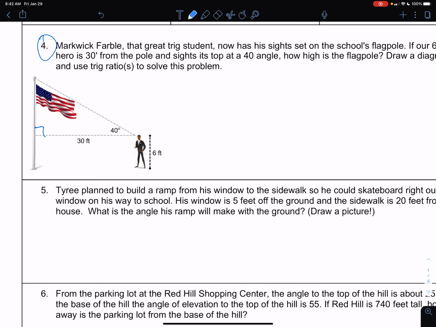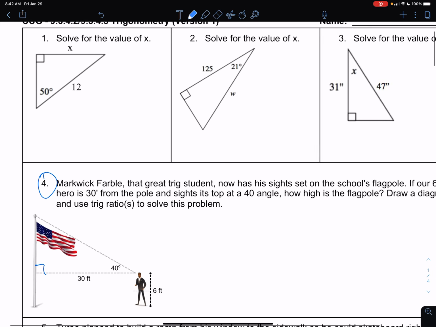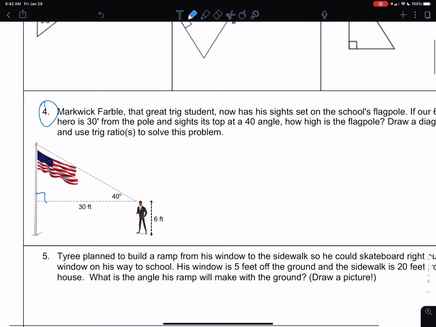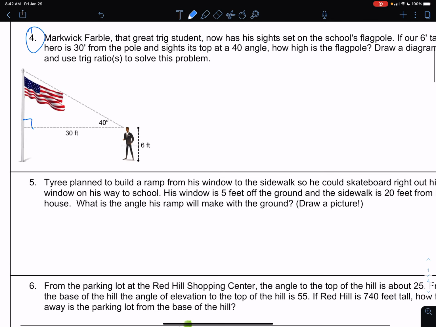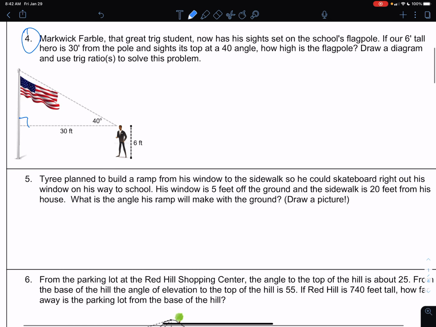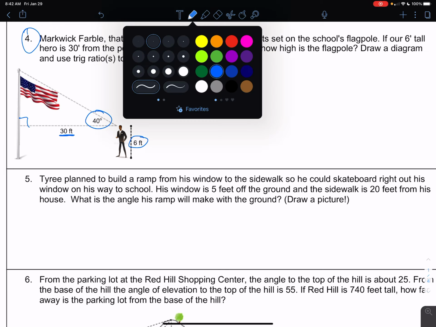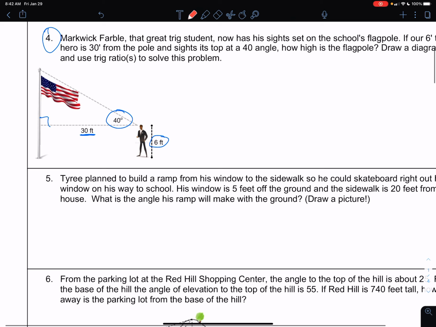But one of the differences from the problems up here is that there's already an x or a w or whatever variable you need to solve for. That's not in this problem. So understanding what you need to solve for here is kind of a tricky thing. But ultimately, we are going to use this 40-degree angle, this 30 feet, and then we're also going to use this 6 feet at some time. That's going to help us find how tall this flagpole is.